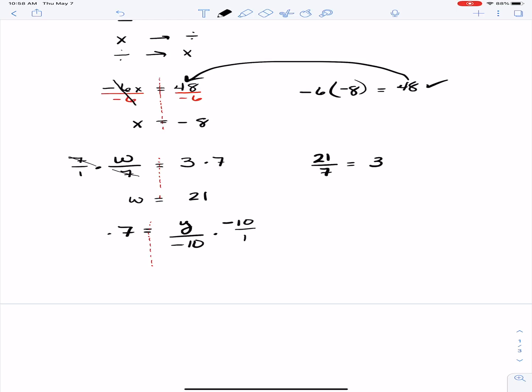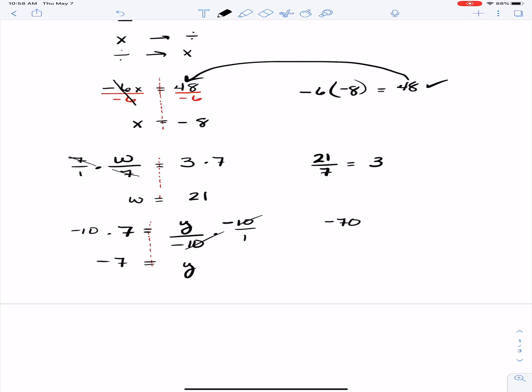The inverse of dividing by negative 10 is multiplying by negative 10. So because I multiplied by negative 10 on that side, I need to multiply by negative 10 on the left side, sorry. These two are going to simplify themselves out. So you have y equals negative 70. I can come over here and check my work.